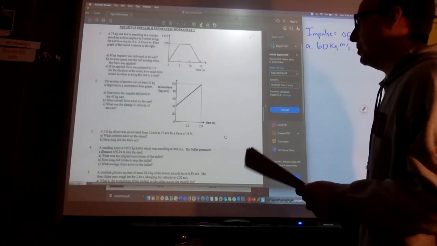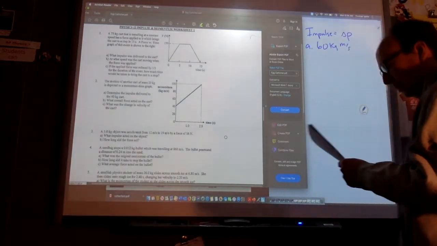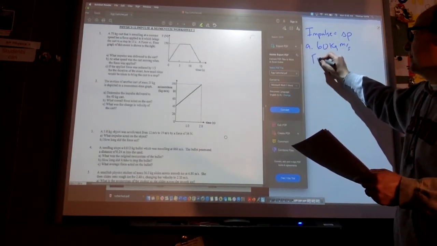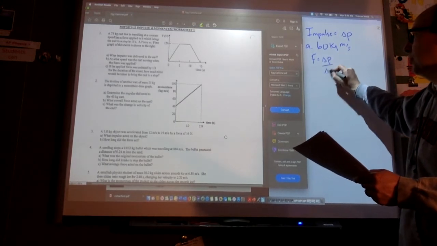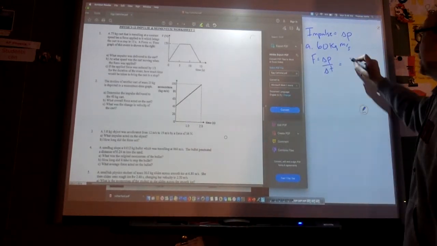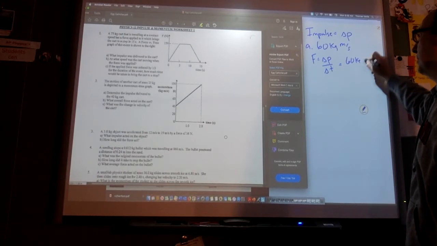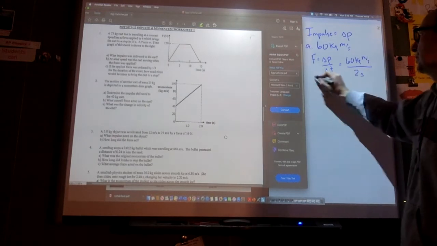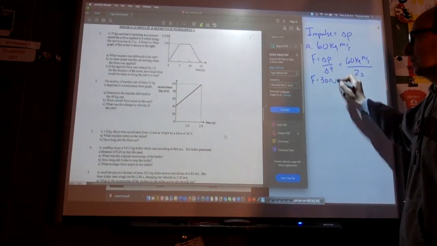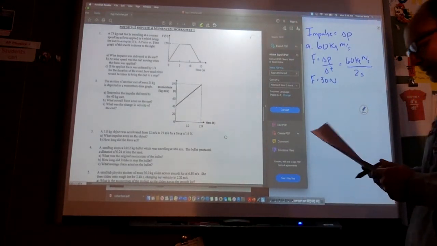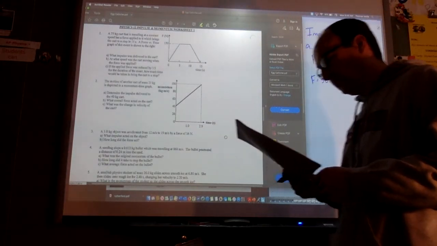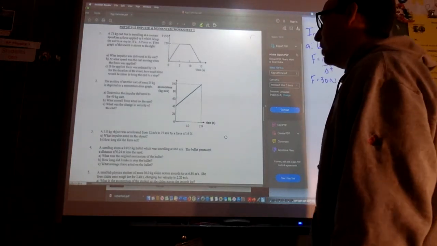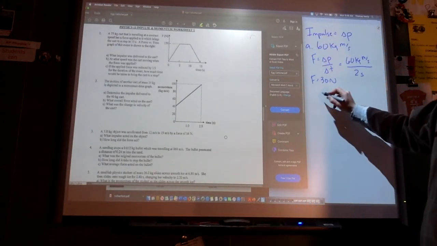What overall force acted on the car? So again, F is going to be equal to the change in momentum over time. Our graph tells us that this is 60 kilogram meters per second in 2 seconds. So that's 30 newtons.